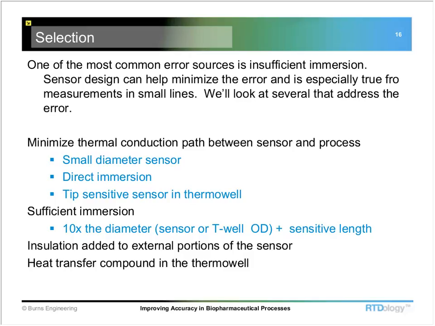And if we look at a rule of thumb for a direct immersion sensor, we like to have 10 times the probe diameter plus the sensitive length of the sensor, which is typically about 1 inch. And then if we look at a 1/4 inch diameter sensor, 10 times that is 2.5 inches plus that 1 inch sensitive length. Says we need about 3.5 inches of immersion.